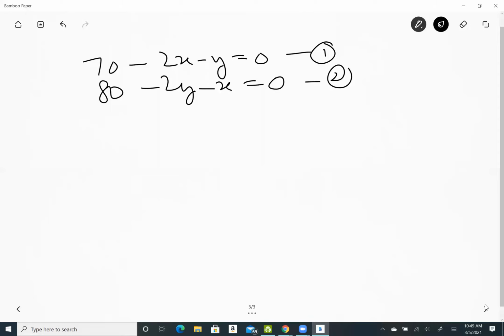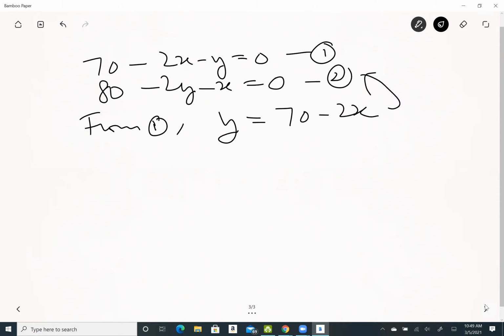So here, what you do, okay? Either you use x in terms of y or y in terms of x. It doesn't matter. So I will use from number 1. From number 1, what do I get? I got y equals 70 minus 2x. Okay, and then substitute into number 2. Now what do you get for the x? Anybody who got it already? x equal to what? So work it out.